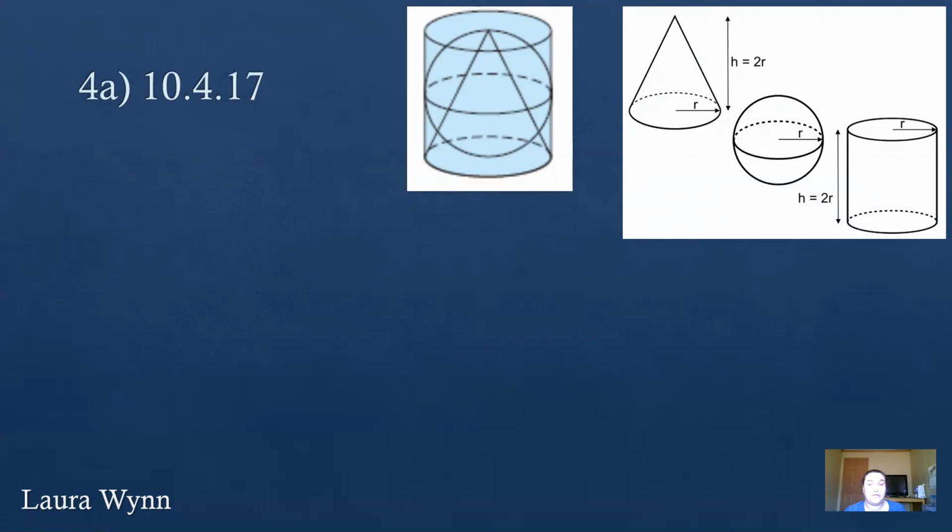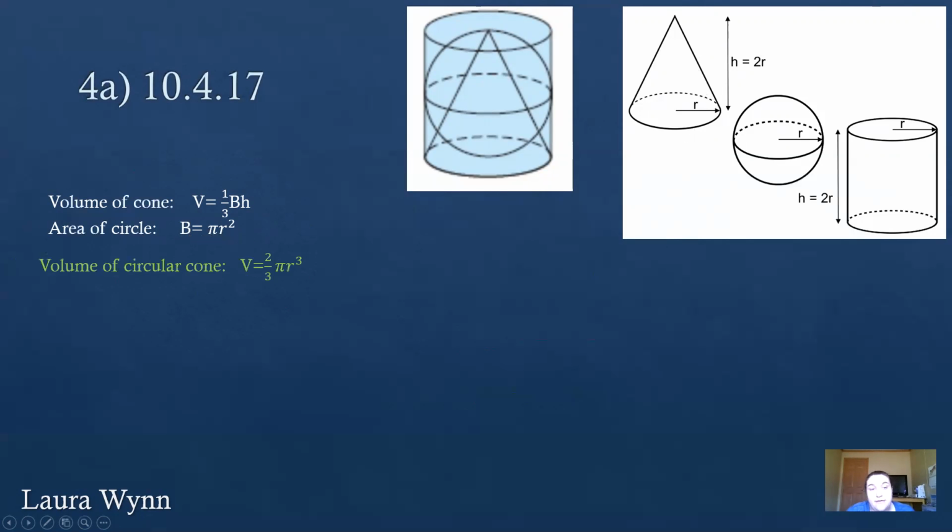Now to find the volume of the circular cone, we need to know the volume of the cone first. That formula is V is equal to 1/3 base times height. And since the bottom of the cone is a circle, we know that the area of a circle is pi radius squared. Now we multiply them together, my bad, I'm sorry guys, and that gives us this formula, the volume of a circular cone, which is V is equal to 2/3 pi r cubed.